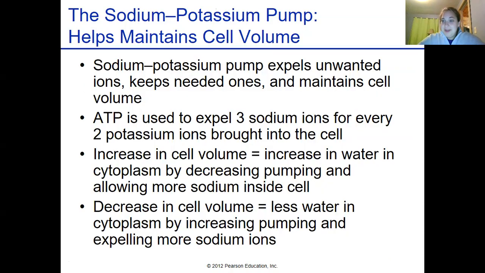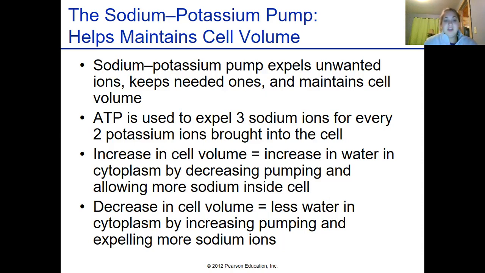Okay, here's the big meat and bones, the sodium potassium pump. I know a lot of you know a lot about this already. It helps maintain our cell volume. So sodium comes in, potassium comes out. And if you don't know, it's 3 sodium ions for every 2 potassium ions brought into the cell. So again, it keeps those unwanted ions out, keeps what it needs, and it maintains that cell volume.